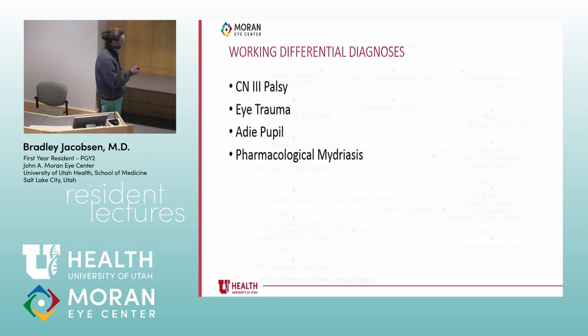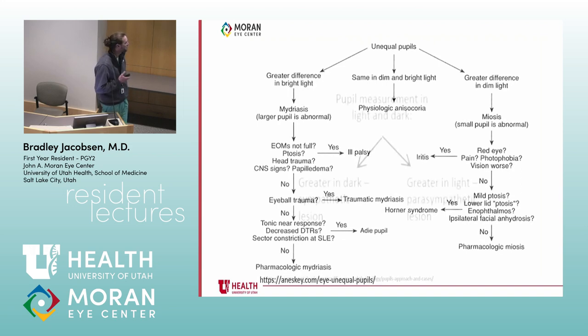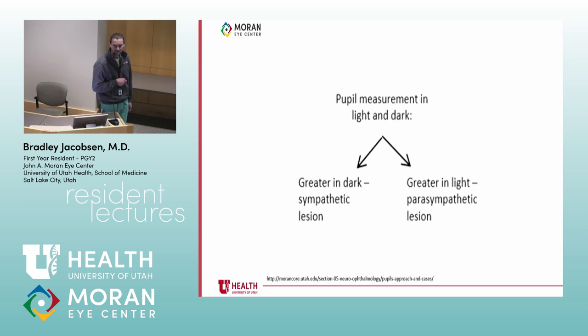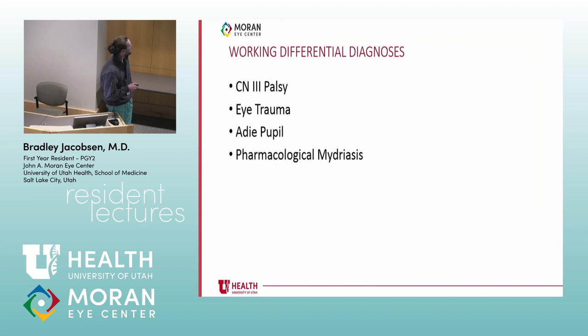So what do we think the differential diagnosis is for unequal pupils that are greater in light than dark? Pharmacologic, yep, exactly. What else? Adie's, yep. And then what's the scary one? Yeah, third nerve palsy, exactly. And I think eye trauma, of course, as well. So that's something that's really important to keep in mind.